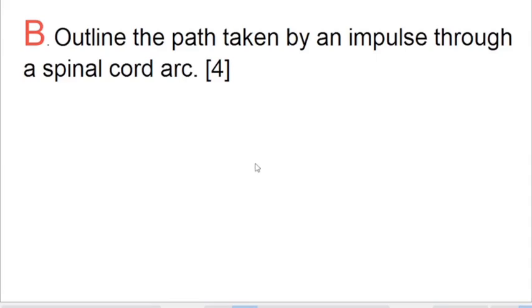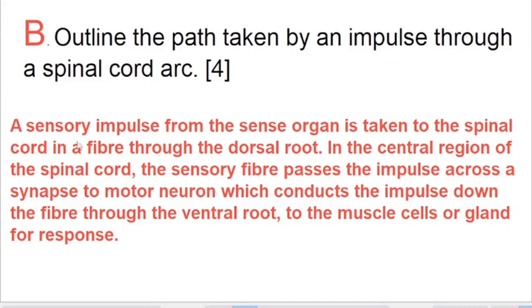The way you can outline the path taken by an impulse through a spinal reflex is that, number one, a sensory impulse from the sense organ is taken to the spinal cord in a fiber through the dorsal root. In the central region of the spinal cord, the sensory fiber passes the impulse across a synapse to a motor neuron, which conducts the impulse down the fiber through the ventral root to the muscle cells or the gland for a response.